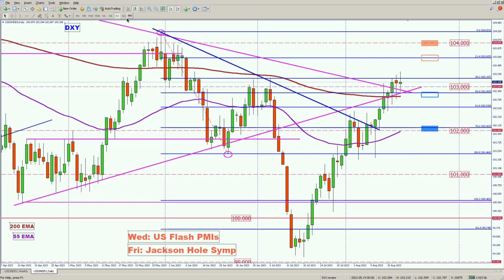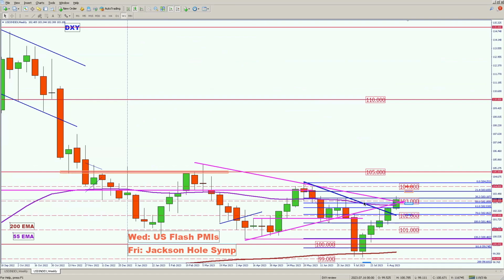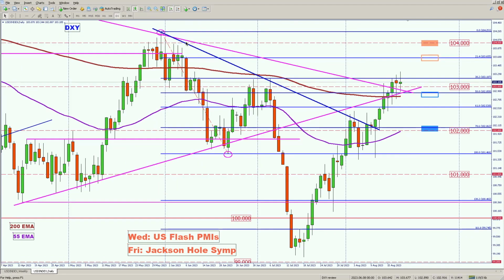Okay, and let's take a quick look on the weekly time frame, and also a bullish close as compared to the inversely correlated euro pair, which also had a bearish close for the week. So really moving in an inverse fashion.